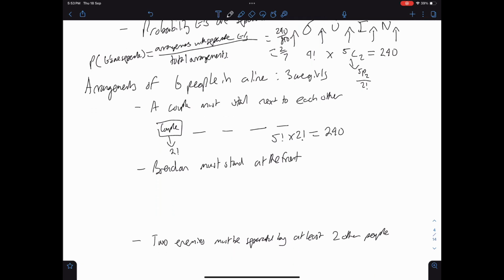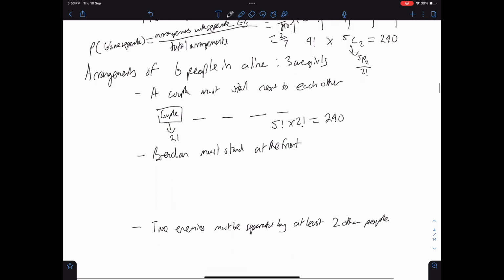And where Brendan must stand at the front. So imagine you've got a line of 6 people. Brendan must be here. He can't be anywhere else, so we essentially just ignore him and just do 5 factorial, which is 120.